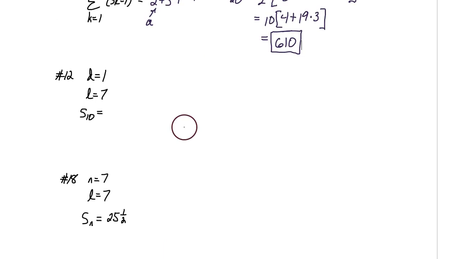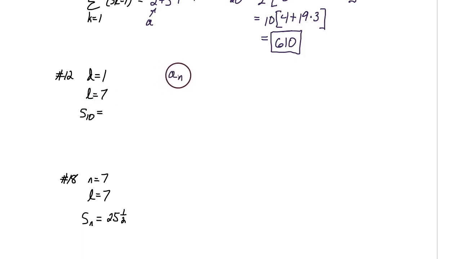Number 12. We're given some information about an arithmetic sequence, and we're asked to sum up 10 terms. We could use the formula that we just had, but in that formula, you need to know the letter A, the first term, and we don't know the first term. We do know the difference between terms, and we know the last term.